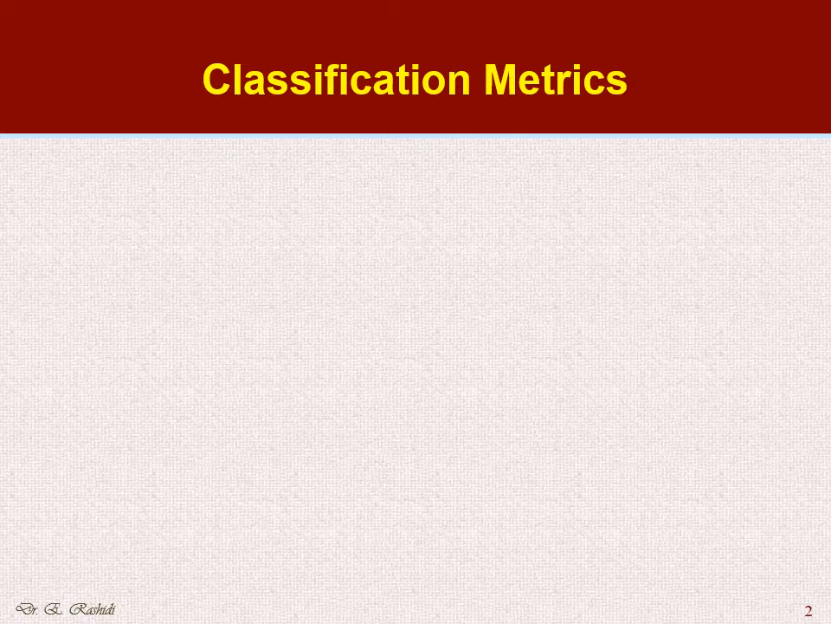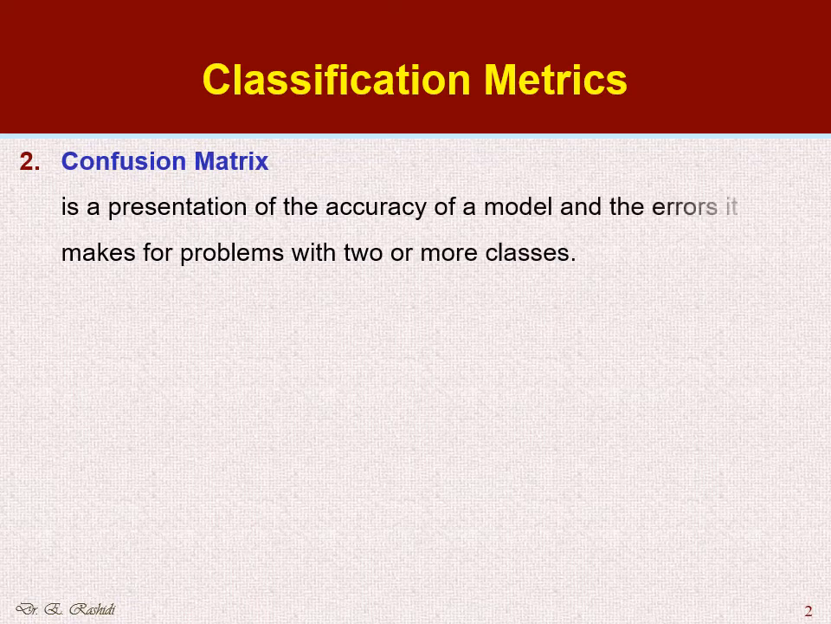More classification metrics. So let's go beyond just a number for accuracy of a machine learning model and look deeper into its performance. A confusion matrix is a good tool for this purpose. A confusion matrix is a presentation of the accuracy of a model and the errors that it would make for problems with two or more classes.